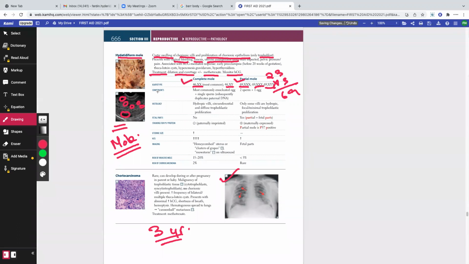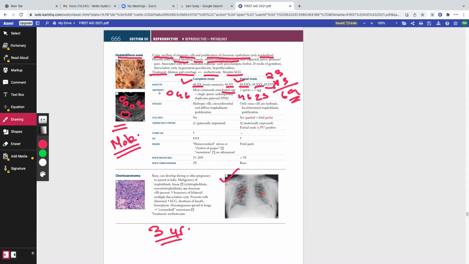The question is, why do we have a complete mole? Why do we have a partial mole? We have a complete mole because the egg is enucleated, meaning that the ovum does not have a nucleus, but the sperm is a single sperm, which can duplicate. So since the female's egg does not have a nucleus, the female's genotype number is 0, and the sperm genotype number is 46. Over here, since the egg has a nucleus, you have 23, and from the 2 sperms, you have 46. So 23 plus 46 is 69, as simple as that.